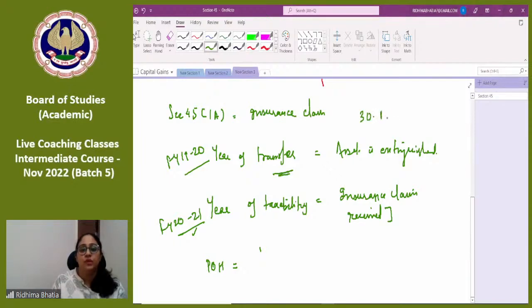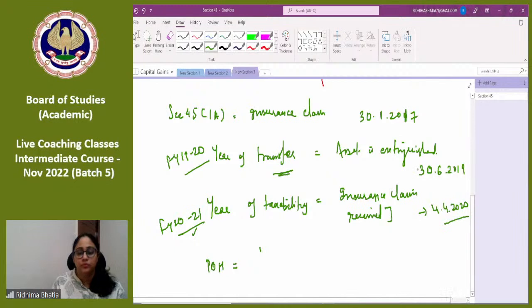Here, suppose the asset was acquired on 30th of January 2017. And the asset got extinguished on 30th of June 2019. And we are here talking about a building. And the claim came on 4th of April 2020, suppose. Now your period of holding would be from 30th January 2017 to 30th June 2019, because the asset was only in your hand till this period, right? The asset was only available in your hand till this period.